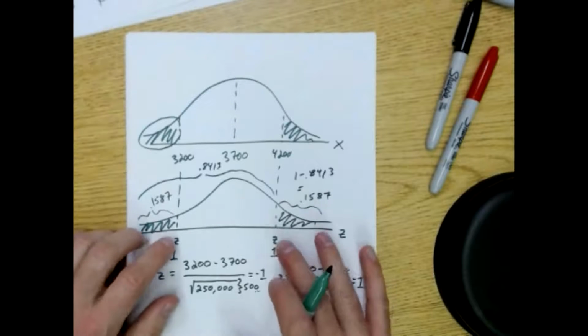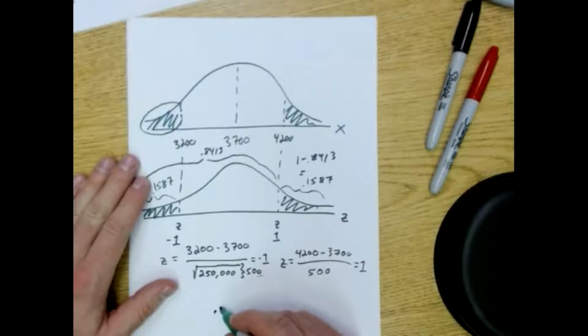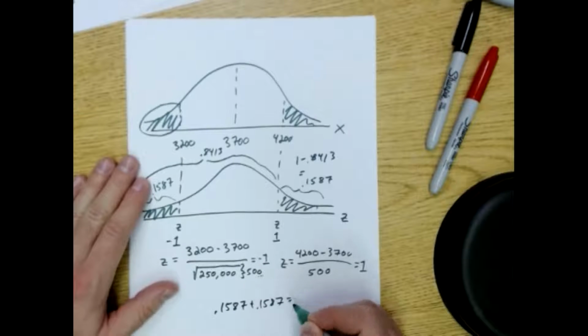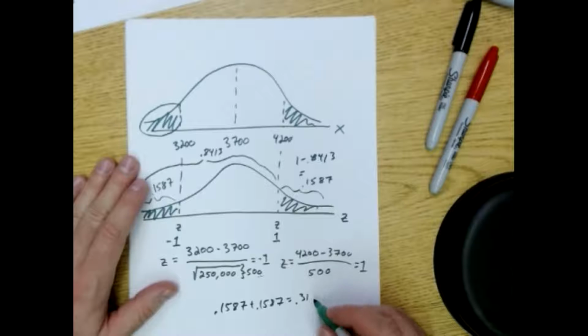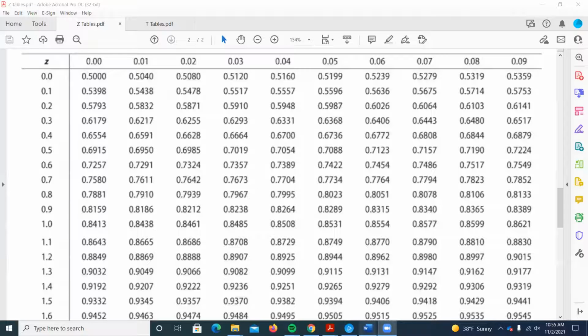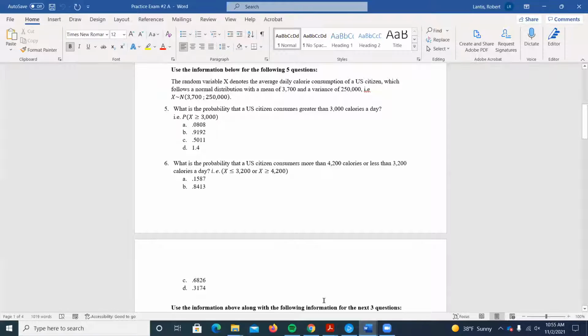Now I wanted the probability to be in either one of these ranges, so 0.1587 plus 0.1587 gives me what, 0.3174. See if I can do math in my head correctly here. So if we go back to the answer key, to the practice exam, 0.3174 should be our answer there. Okay.